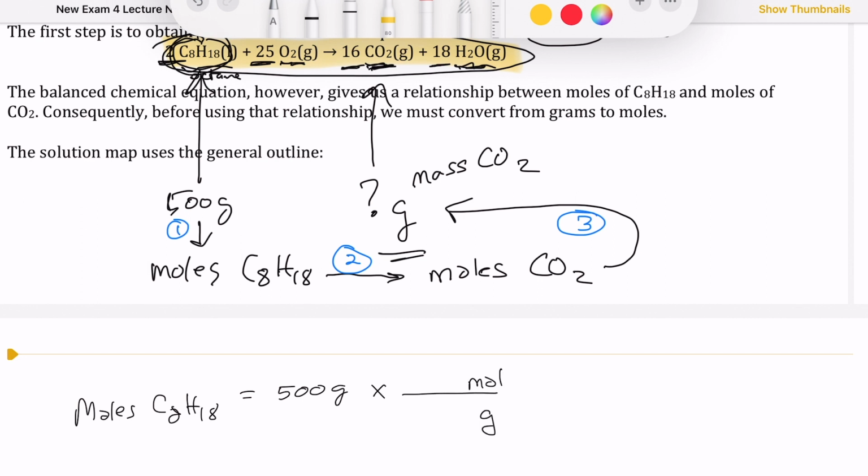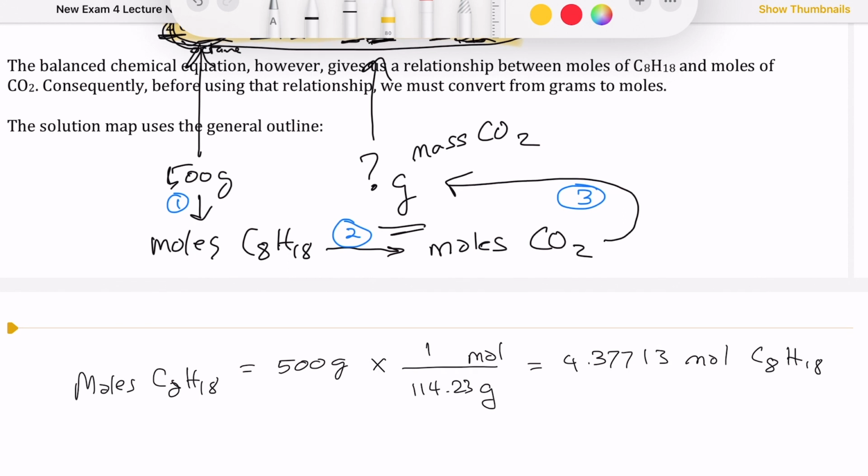So here, I can multiply. I put the grams at the bottom and the moles at the top, and I go to the periodic table to look up this number. It turns out that this is about 114.23 grams to 1 mole. So every 1 mole gives me 114.23 grams. If I actually do the calculation, I end up getting 4.37714 moles of C8H18. Okay, so step 1 is done. I found the number of moles of C8H18.